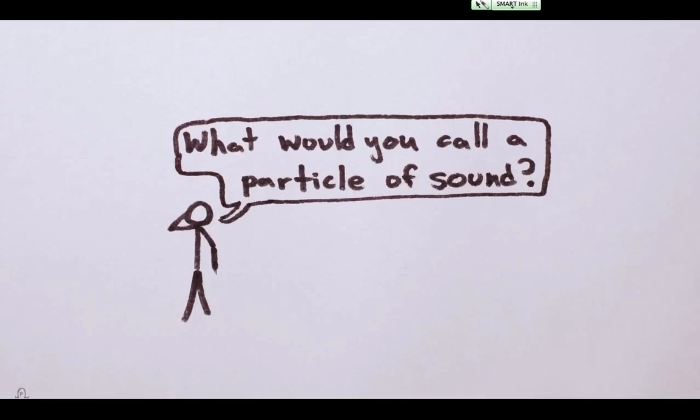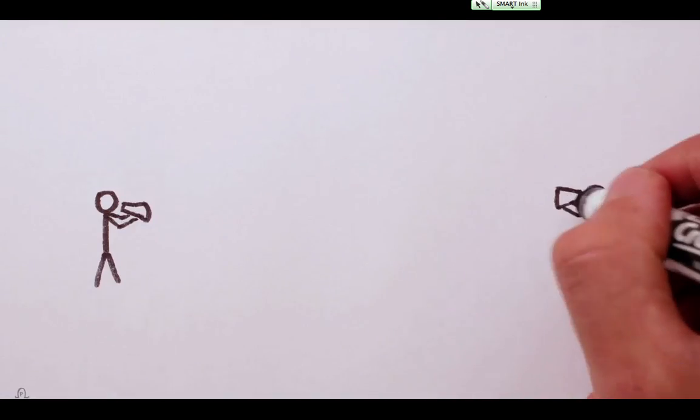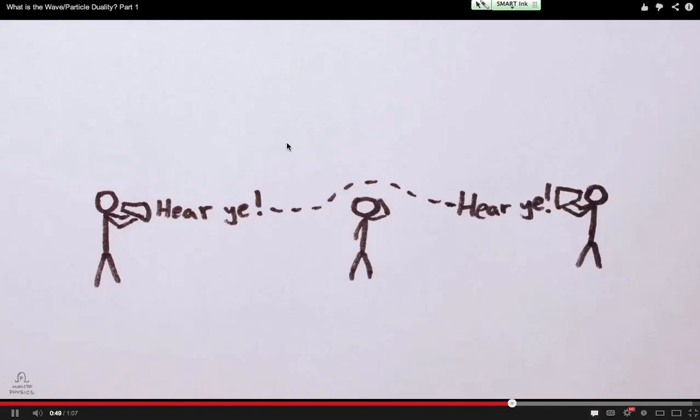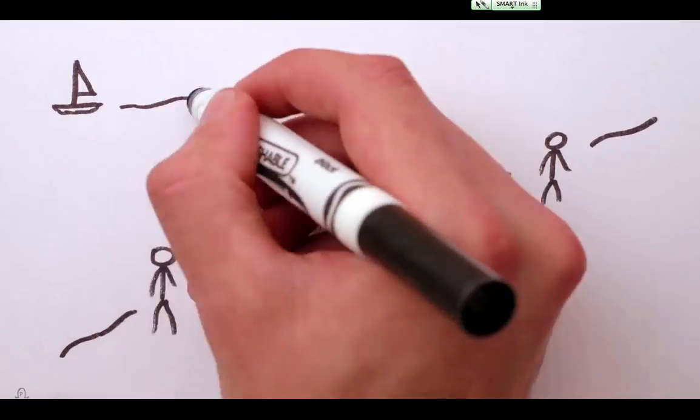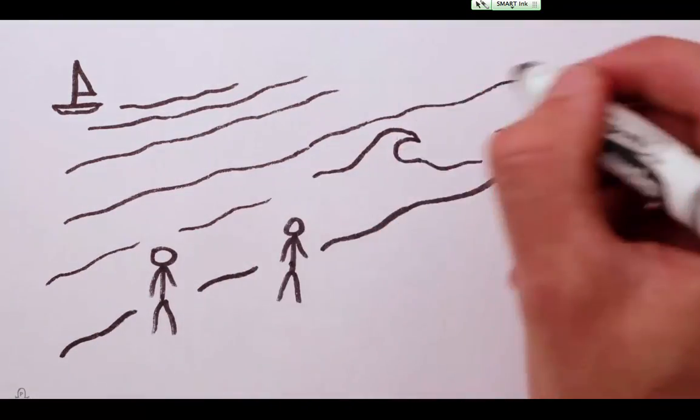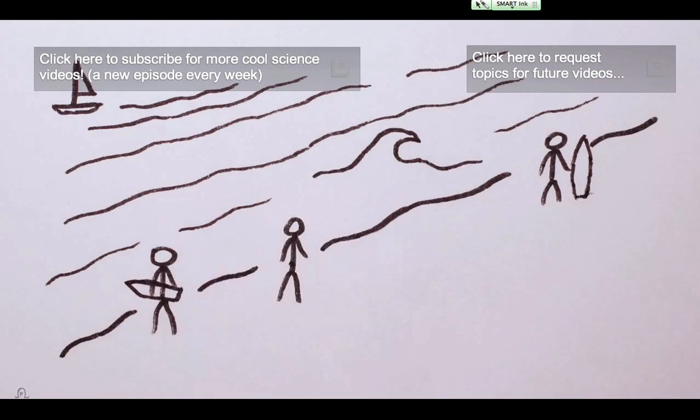So what if sound had a wave-particle duality? When you shouted, the sound waves would spread outwards in all directions, but only one person could hear what you said. Or when you drove your boat through the water, the waves would travel like normal, but only hit the shore in one place. Now that would make for some pretty boring surfing.